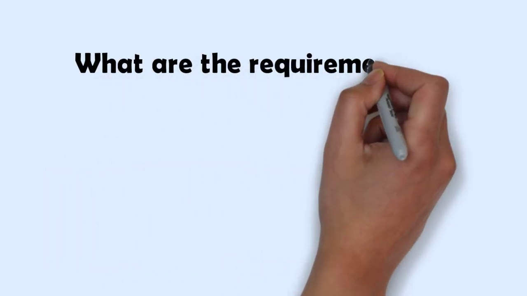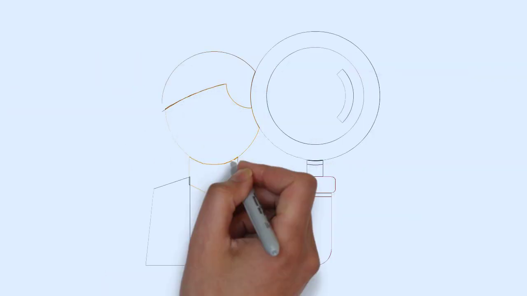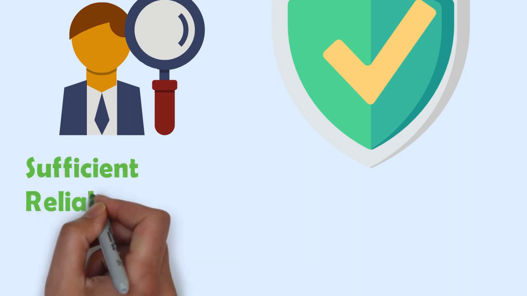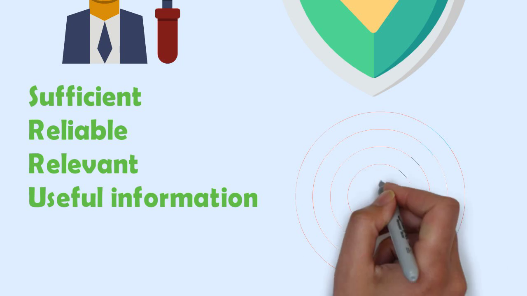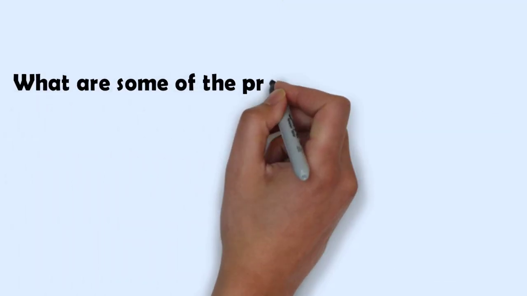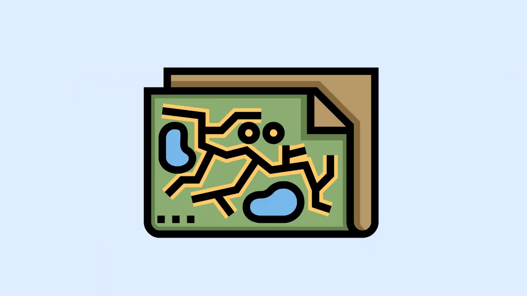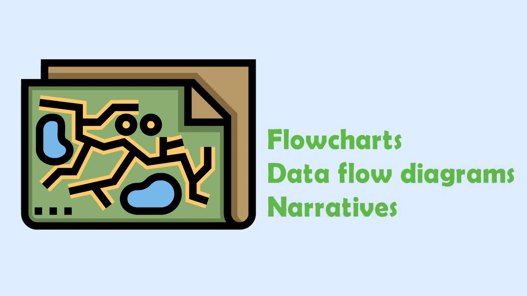What are the requirements of the standard 2310? Identifying information. Internal auditors must identify sufficient, reliable, relevant, and useful information to achieve the engagement's objectives. What are some of the process mapping methods? Some process mapping methods are flowcharts, data flow diagrams, and narratives.